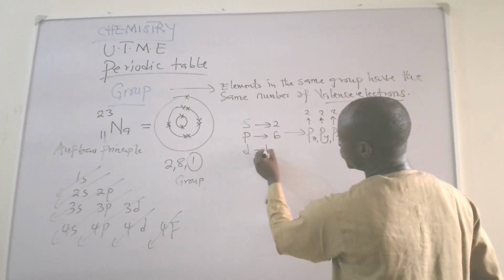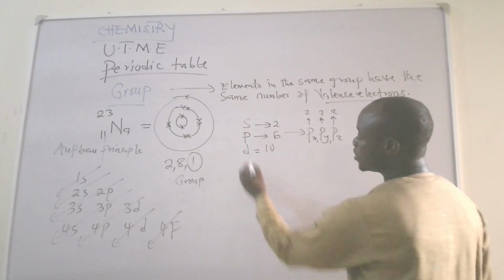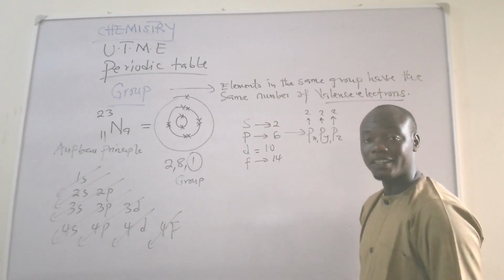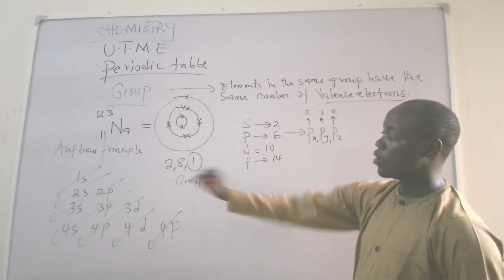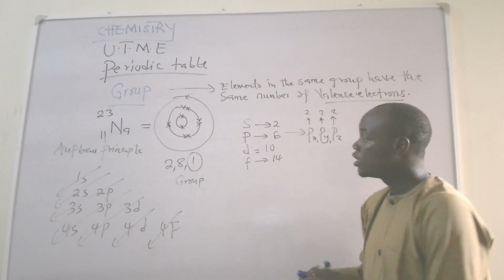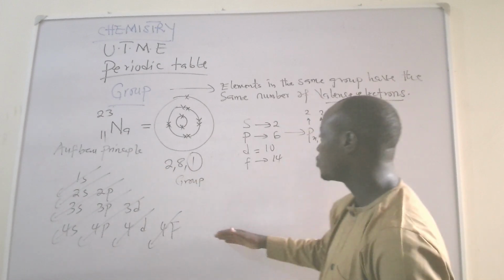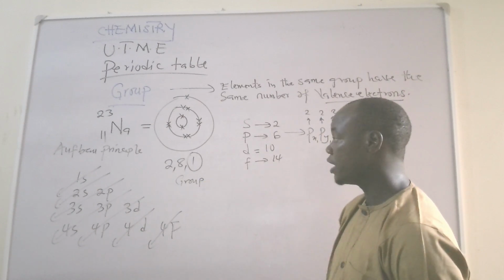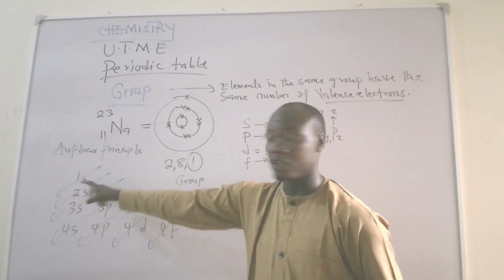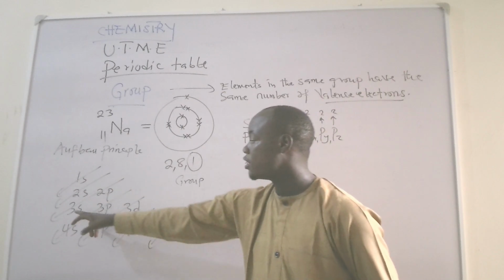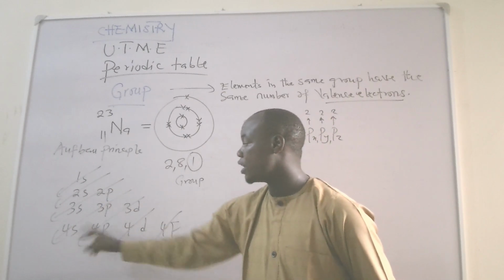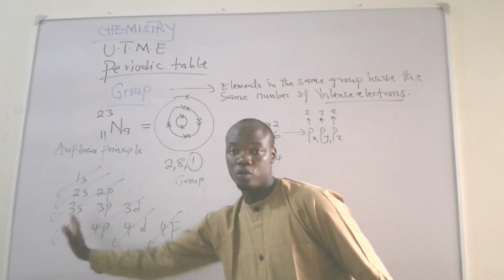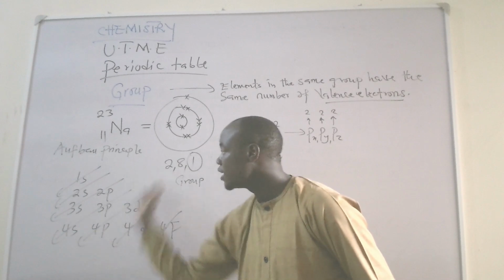Then we have d orbitals, which accommodate a maximum of 10 electrons. And we have f orbitals, which accommodate a maximum of 14 electrons. So now, how are we going to write the electronic configuration of this element? It's simple. We start with 1s, 2s, 2p, 3s, 3p, 4s, 3d, 4p, 4d, 4f. So this is how we follow the pattern.